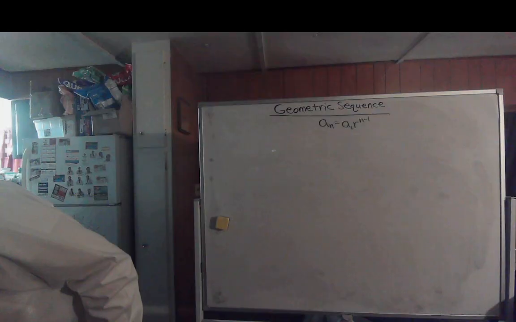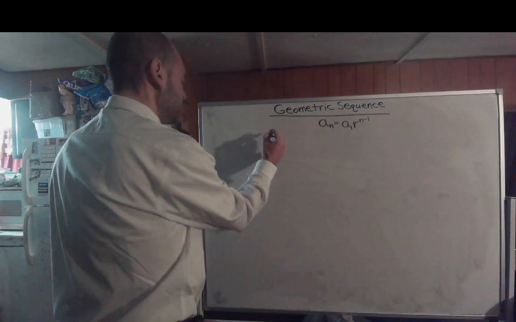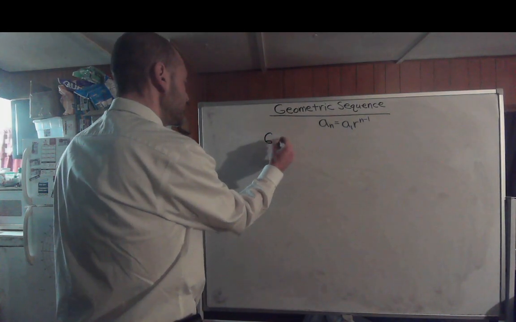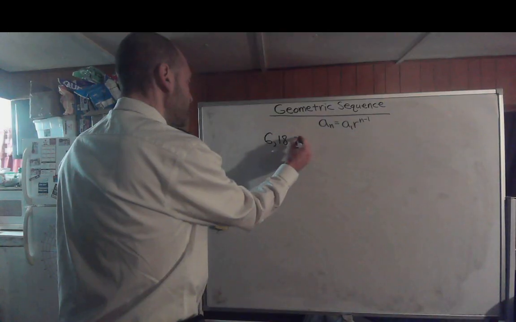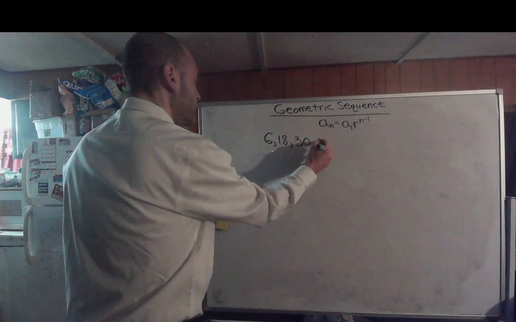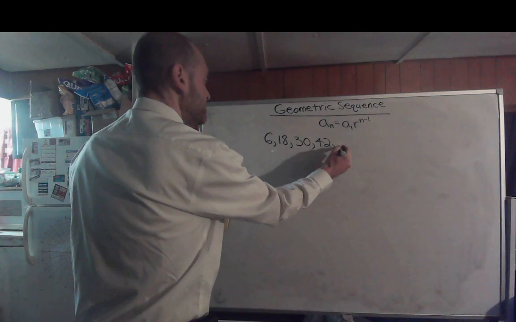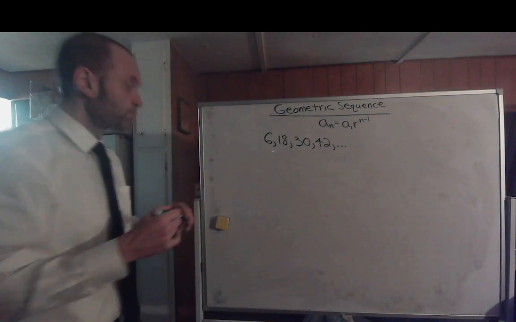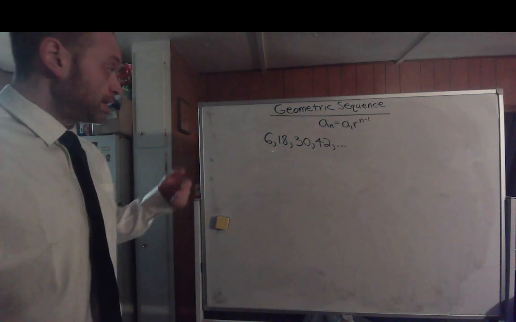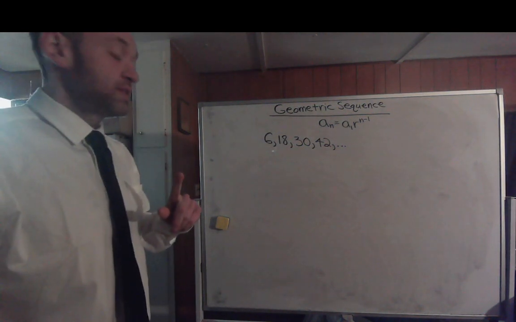All right, let's see. Now, what if we gave you something like this? You have 6, 18, 30, 42, and then it keeps on going and going. Well, is this a geometric sequence?